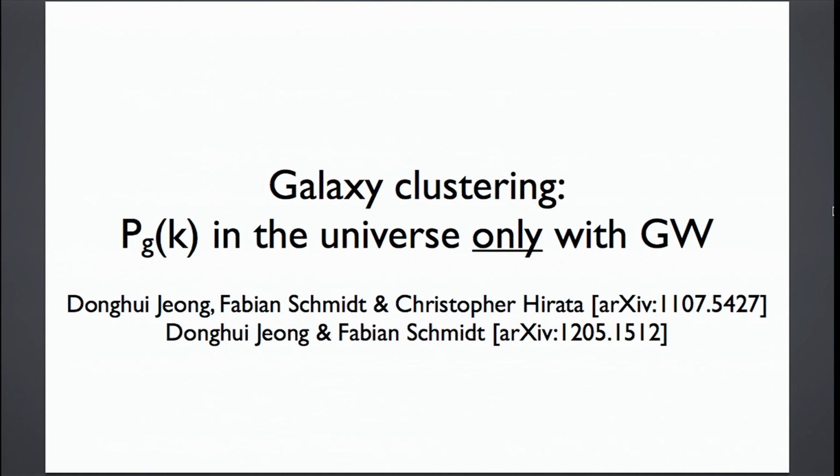So now I'm imagining the universe, or galaxy power spectrum in the universe, where it is only filled with gravitational wave. This work is done by these people and me. Because gravitational wave is a tensor wave, and in the linear theory there's no correlation between tensor and scalar, the effect of gravitational wave should come from the projection effect, meaning the difference between the real position of galaxy and the observed position of galaxy.